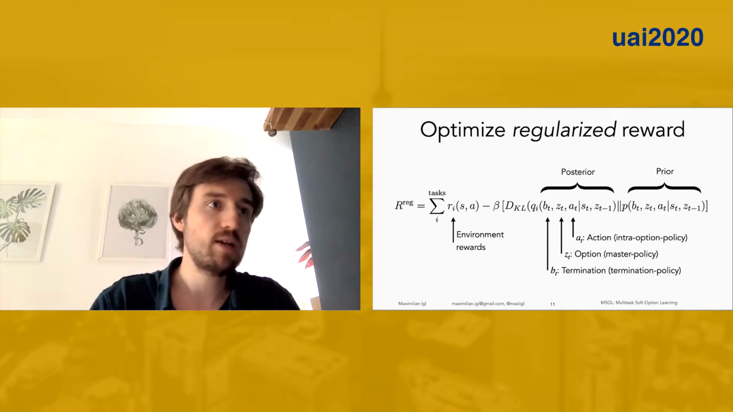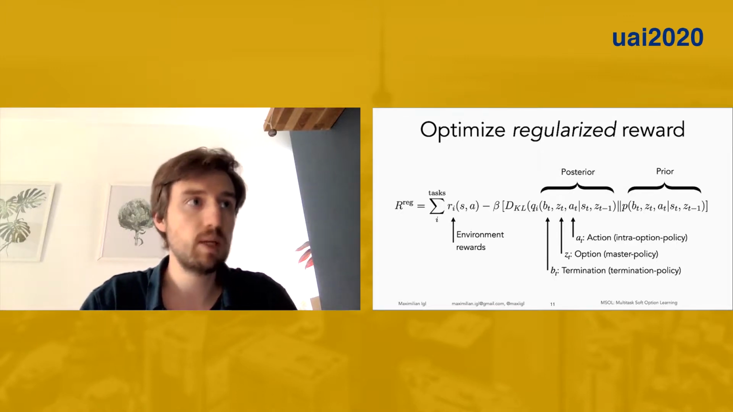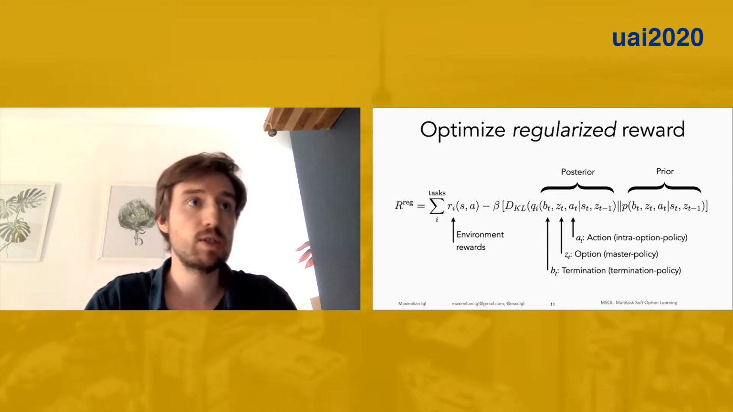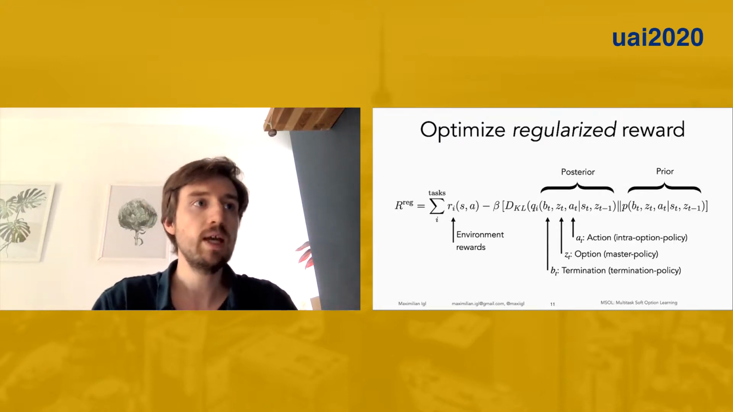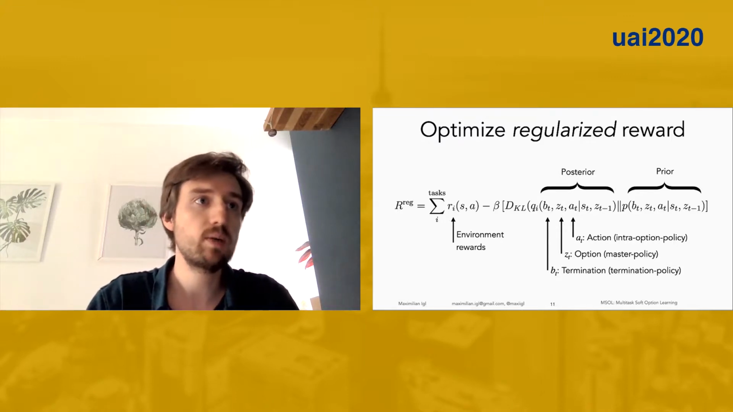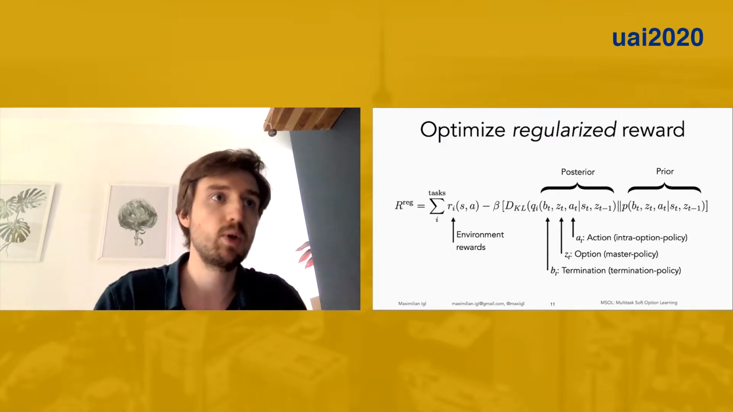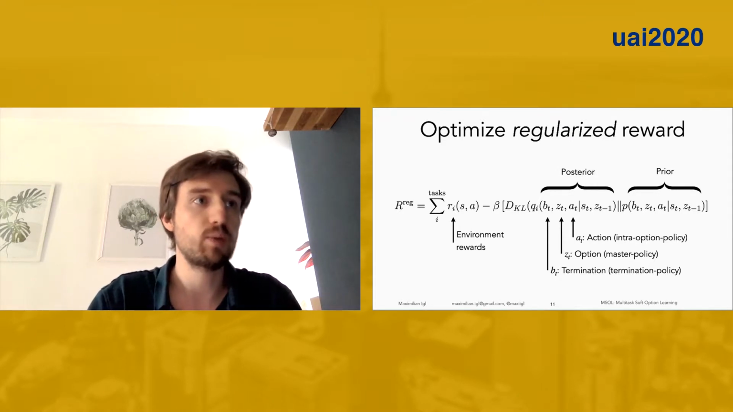Mathematically, we use standard RL algorithms, in our case PPO, but now optimize a regularized reward, which penalizes high KL divergences between the prior and all posteriors. As we are using the option framework, we consequently have prior-posterior policies for the intra-option policies, the master policies, and the termination policies, which are required for temporally extended options.